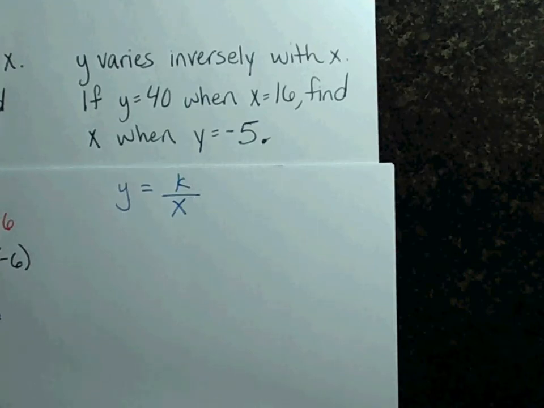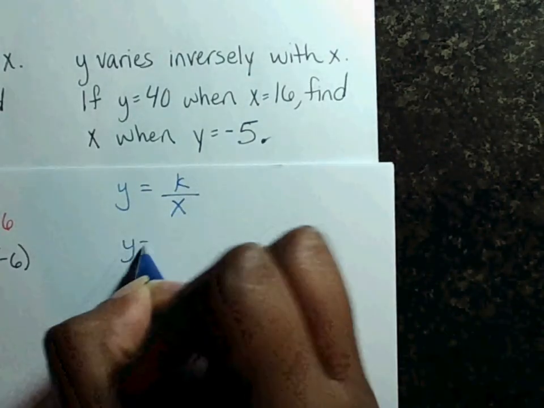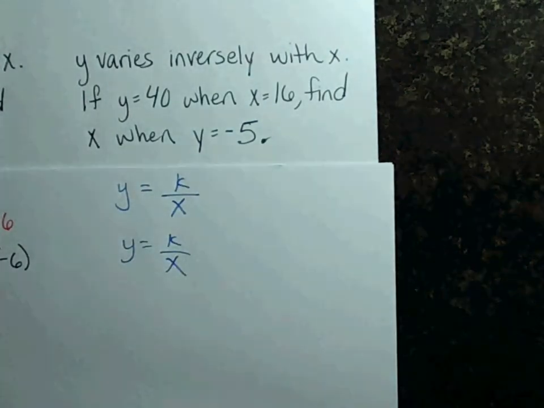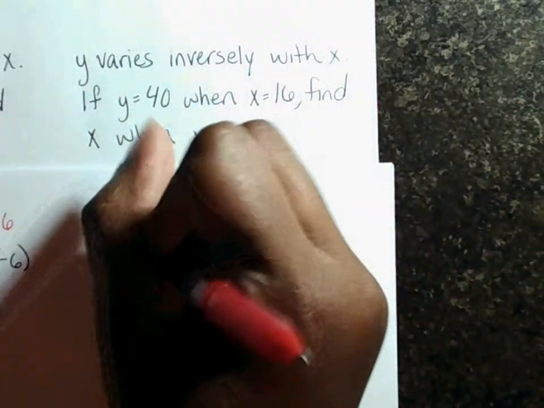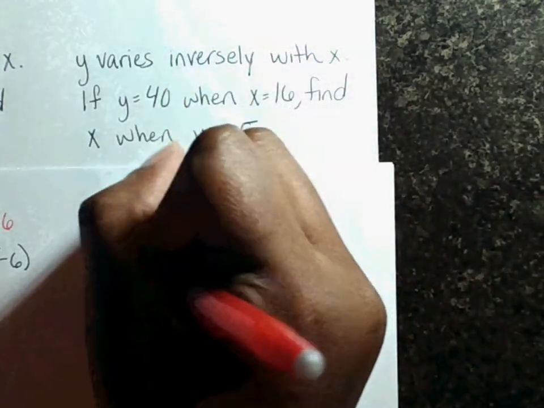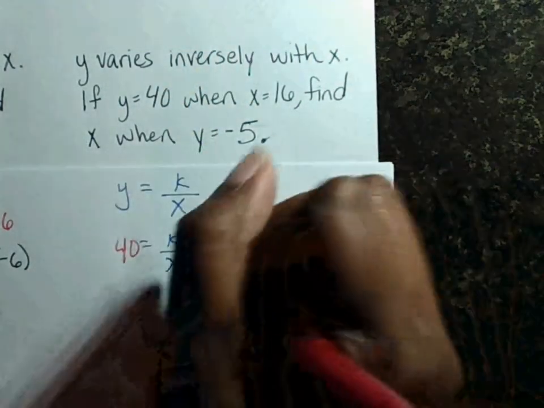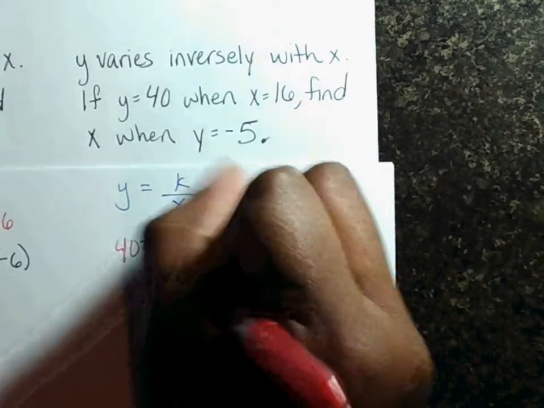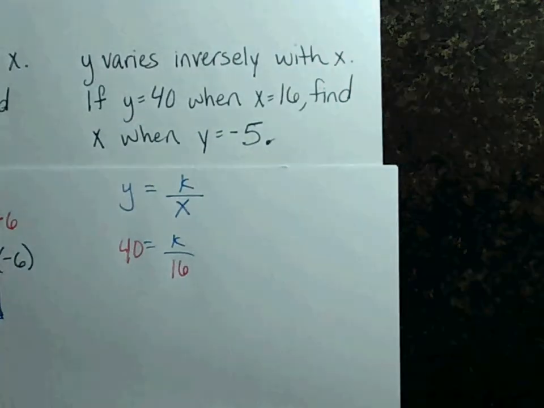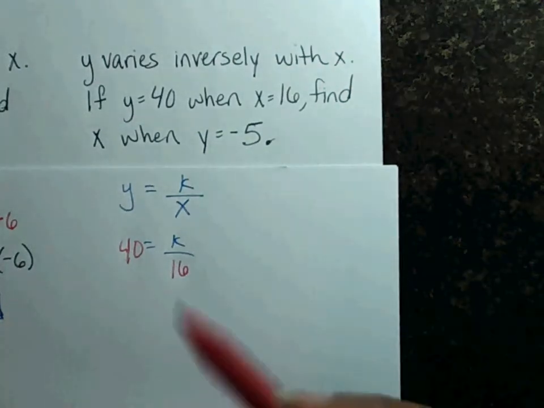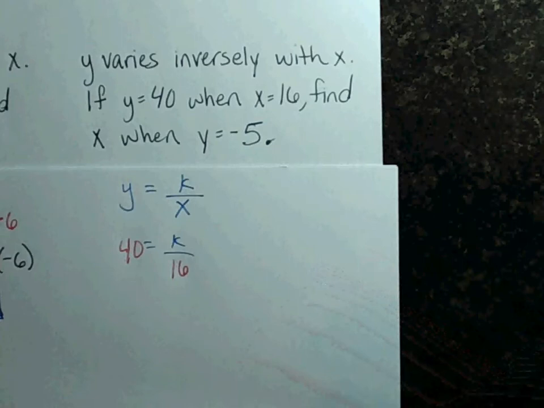That's my formula. My formula is y equals k over x. Now, my pair is 40 and 16. So, in this case, instead of y, I'm going to write 40. Instead of x, I'm going to write 16. Okay, we got to solve for k. Once we find k, we're like halfway done. Alright, so I'm solving for k.